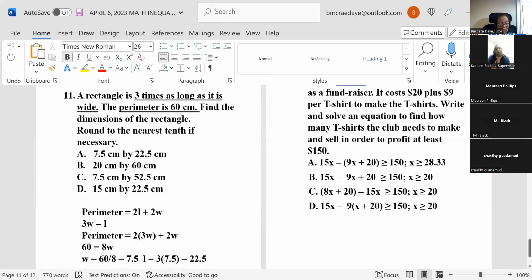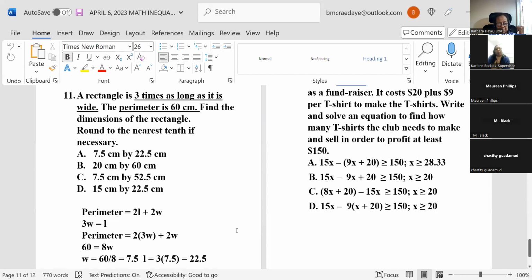And Maureen said 2 times 3 is 6 plus 2. That's 8W is 60. So W is 60 divided by 8, and we got 7.5 for the width. But we already said 3 widths make up the length. So you have to do 3 times 7.5, which is 22.5. So the dimensions are 7.5 width and 22.5 length.